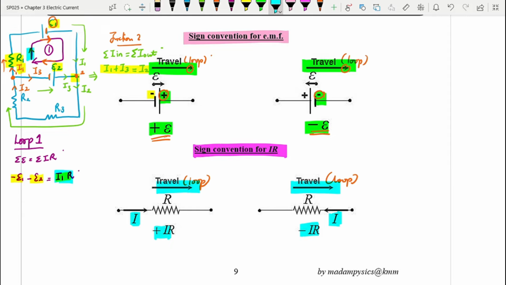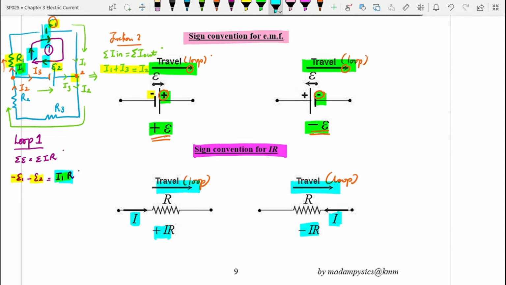So dalam kes ni, apa yang saya apply adalah kenapa I1R saya positif? Kalau perasan loop saya ke atas, I1 saya juga ke atas. Okey, jadi I1 ke atas, jadi dia akan jadi positif kat situ. Tetapi untuk loop dengan EMF ni, kalau perasan loop saya ke kanan dalam kes ni, kemudian towards negative terminal, so E1 jadi negatif.